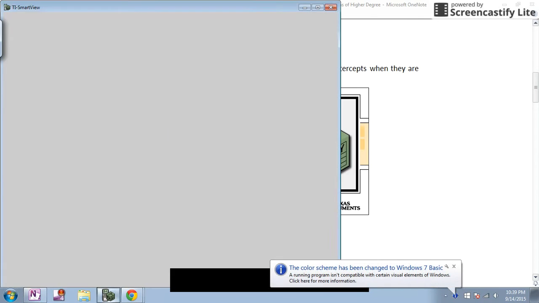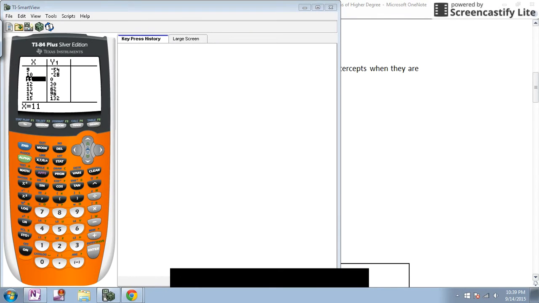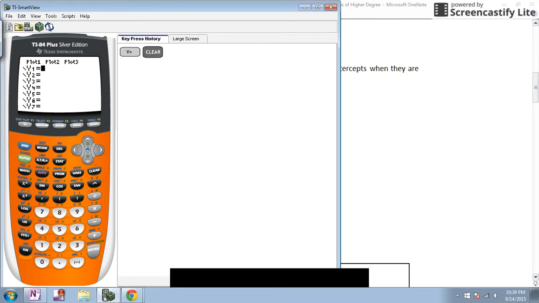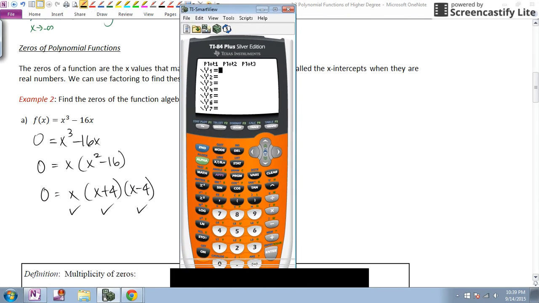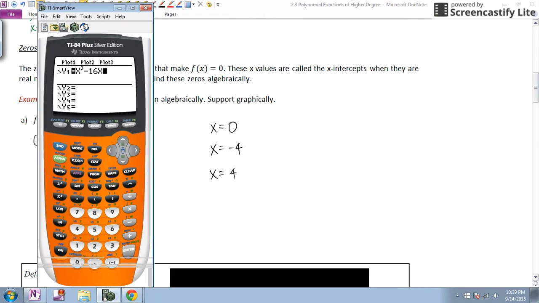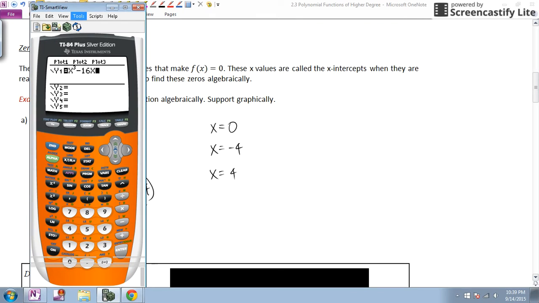So as I pull up the graphing calculator, let me see first what this equation was. I already forgot. So y equals x to the third minus 16x. And now if I go ahead and graph that, we should notice 0, -4, and 4.